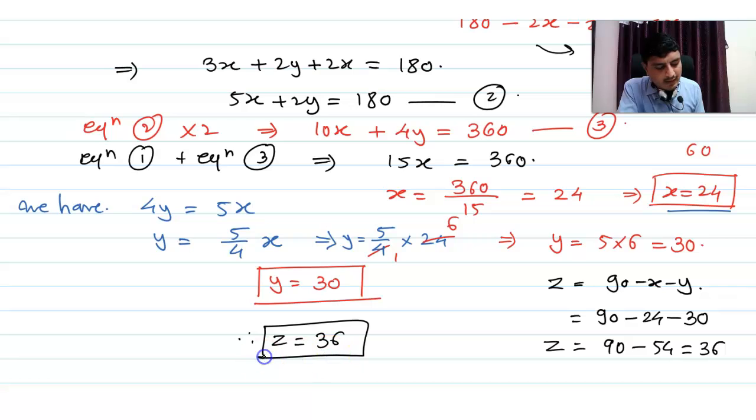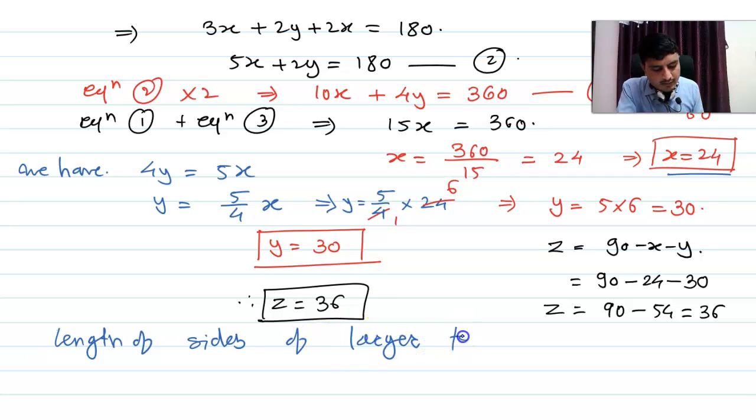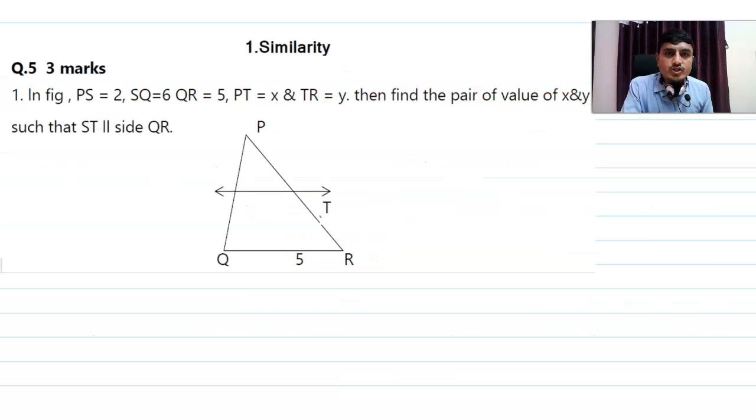So at last we are writing the lengths of the sides of the larger triangle, which we assume as triangle PQR. We have x is 24 centimeters, y is 30 centimeters, and the third side is 36 centimeters here. So hence here we have all the sub questions from question number 4. Now look at question number 5.